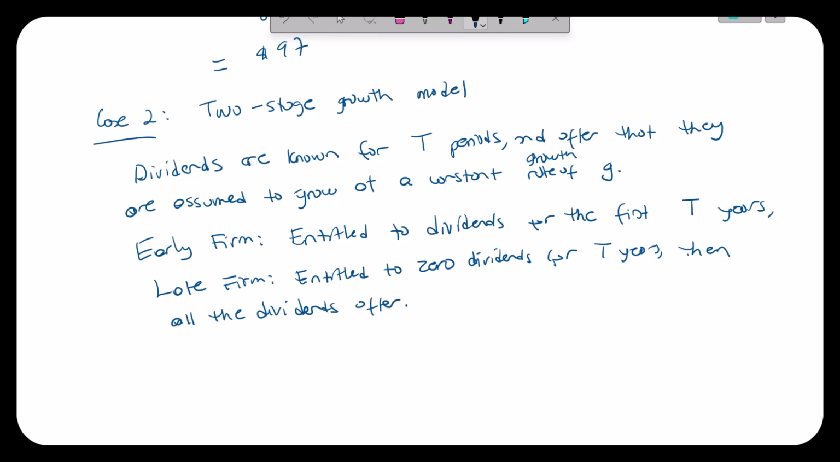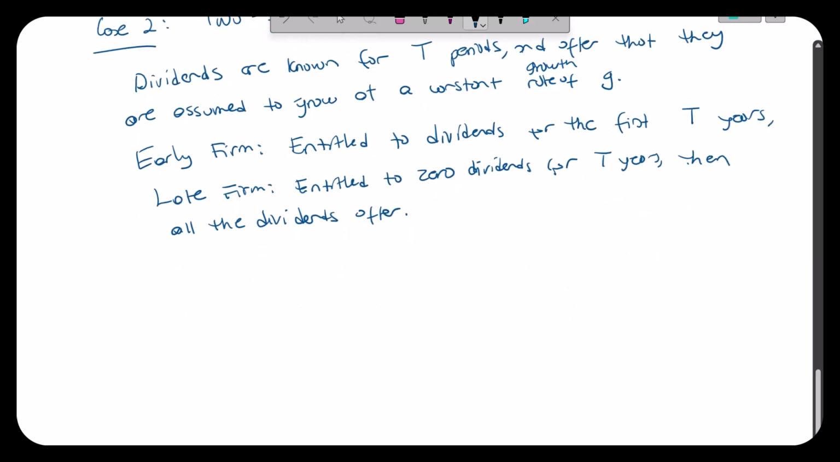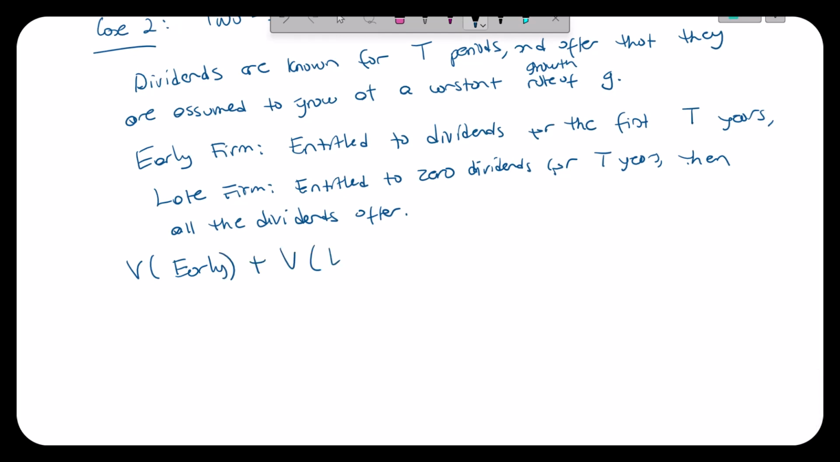If I can calculate the value for the early firm and the late firm, all I have to do is add them up to get the value for the firm. Because if I own one share of each, I own the entire right to the cash flow from firm's dividends, right? So value of early plus value of late is equal to value of firm. We always do that in mathematics. We have a complicated problem, we divide and conquer because we know how to do certain things.